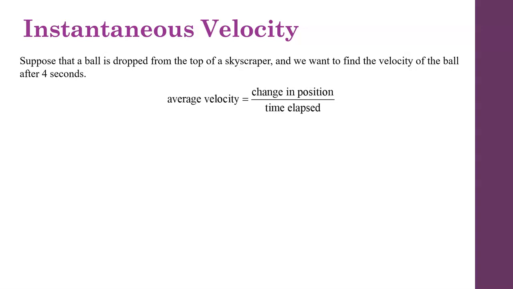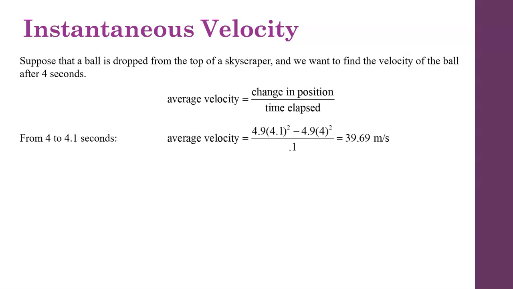I can find the average velocity over 0.1 seconds, so from 4 seconds to 4.1 seconds. Here's the formula for finding the average velocity. I find the position after 4.1 seconds using Galileo's law, so I have 4.9 times 4.1 squared, minus the position after 4 seconds, 4.9 times 4 squared, divided by the time elapsed, which is 0.1. That gives me 39.69 meters per second. So the average velocity for the 0.1 second is 39.69.